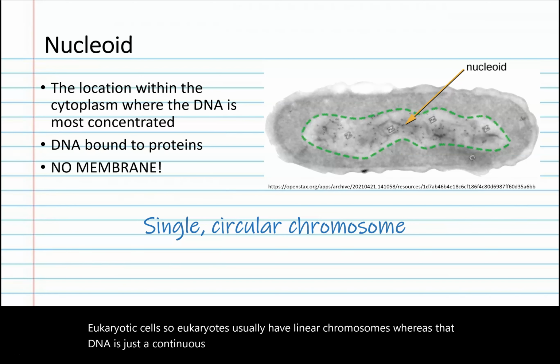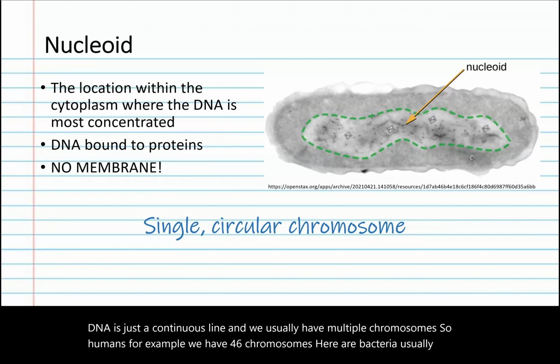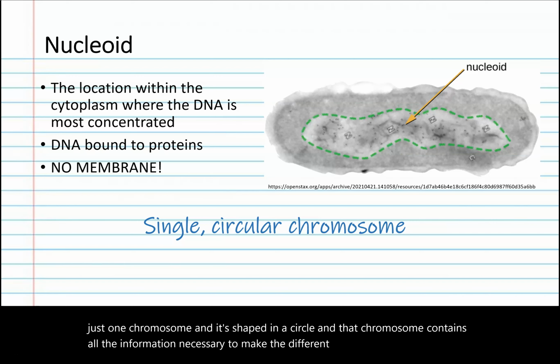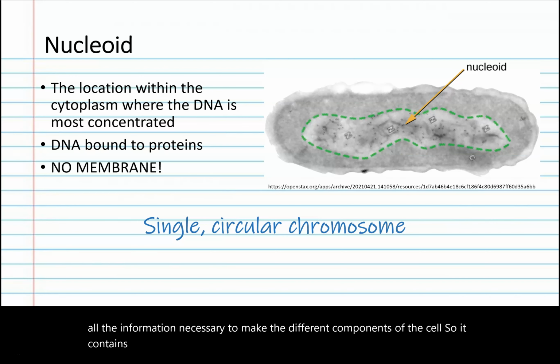And we usually have multiple chromosomes. So humans, for example, we have 46 chromosomes. Here, our bacteria usually have just one chromosome and it's shaped in a circle. And that chromosome contains all the information necessary to make the different components of the cell. So it contains all the genetic information that makes that organism what it is.